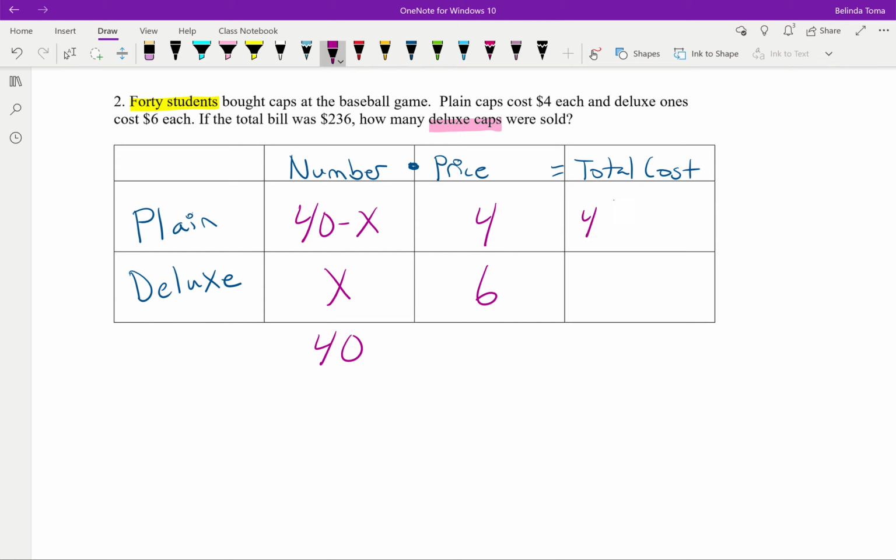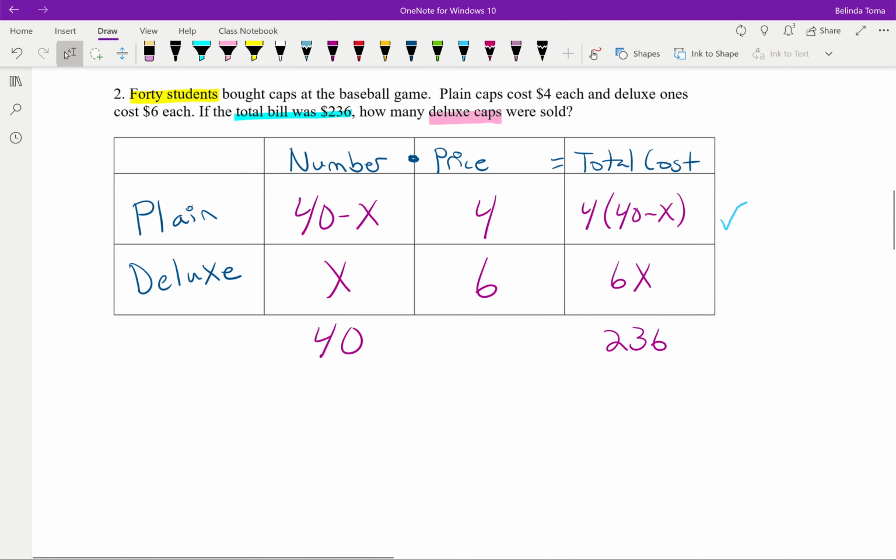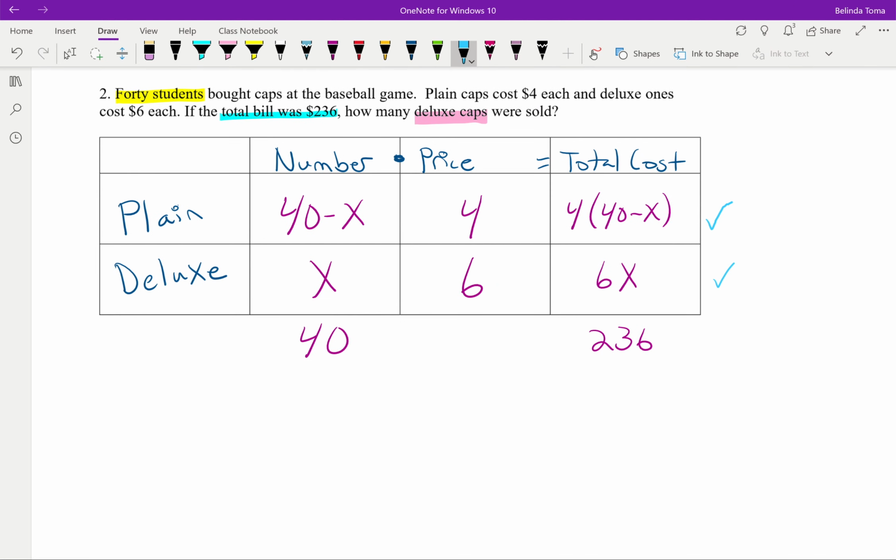And so very similar, we're just going to multiply. Always remember this third column is an algebraic expression. And because the total bill was $236, I can put that under here, and we're going to say the cost of the plain caps plus the cost of the deluxe caps equals the total cost. And our equation would look like this. 4 times the quantity of 40 minus x plus 6x is equal to 236.